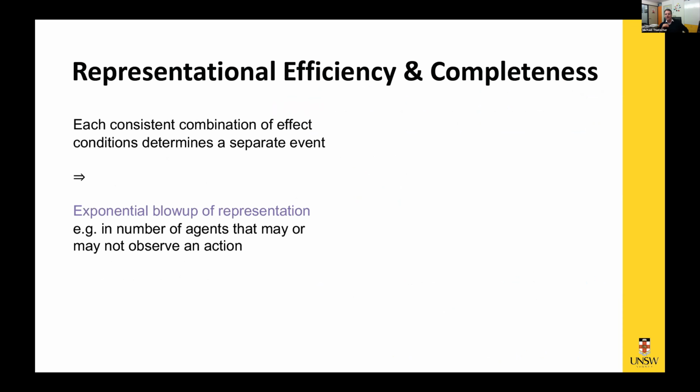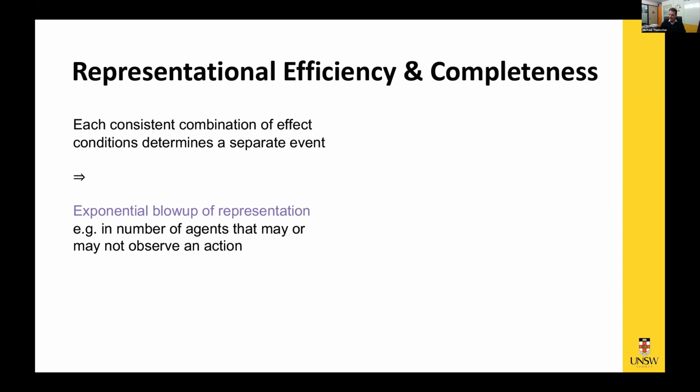What are the advantages of this representation? What I said on the previous slide is that each consistent combination of effect conditions determines a separate event. There can be exponentially many such combinations, and that means that in certain cases, we can have an exponentially smaller representation of a given event model. And this in particular can happen if you've got lots of agents that may or may not observe a specific action.